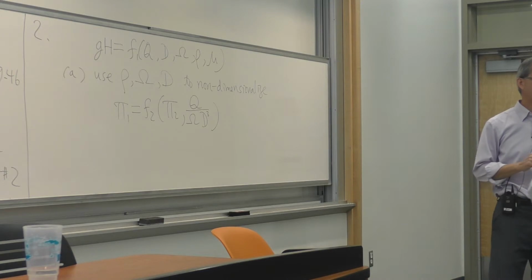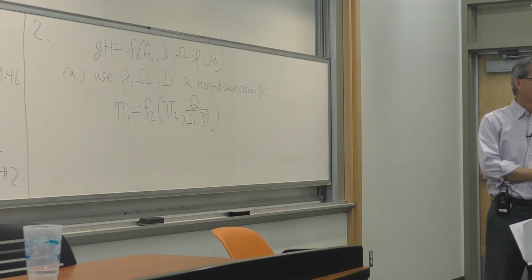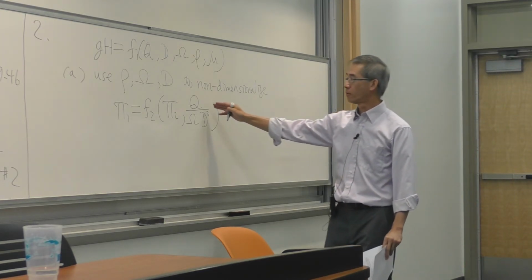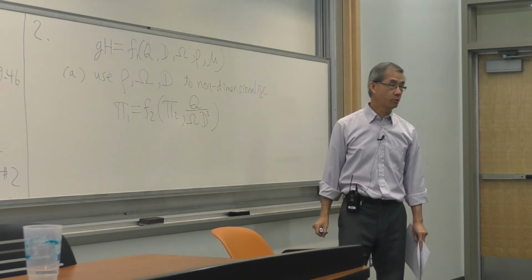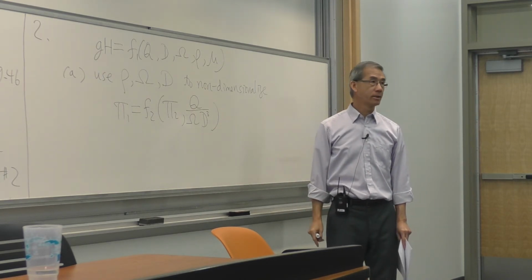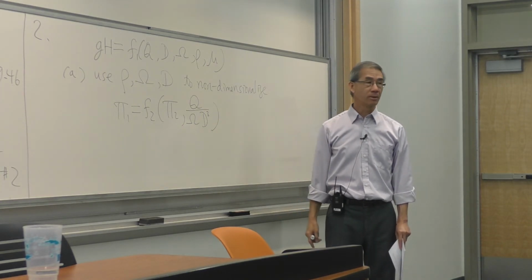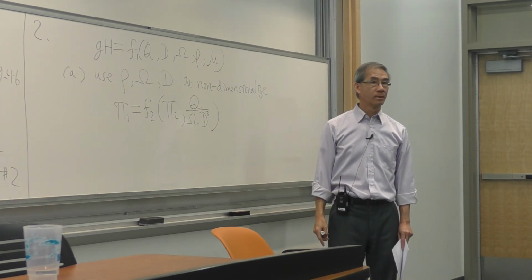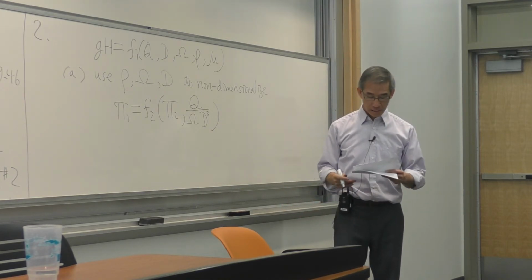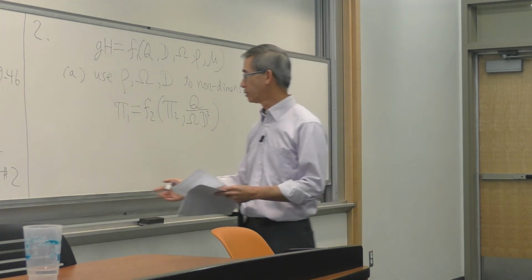That is something you have seen in your homework. All right, this pi term is the non-dimensional flow rate, Q in meter cubed per second. The denominator is the rotational speed, in radians per second, times diameter cubed. So that's given. The task for you is to find pi 1 and pi 2.